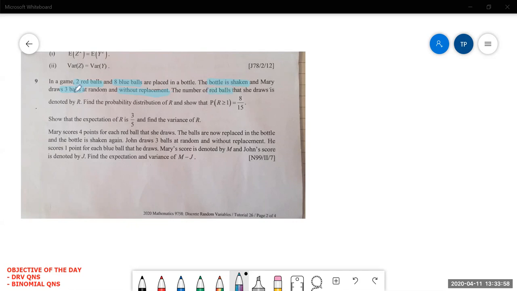The number of red balls that she draws is denoted by R. So they define for you already. They define the number of red balls for you. Find the probability distribution of R and show that P(R ≥ 1) is 8 over 15.